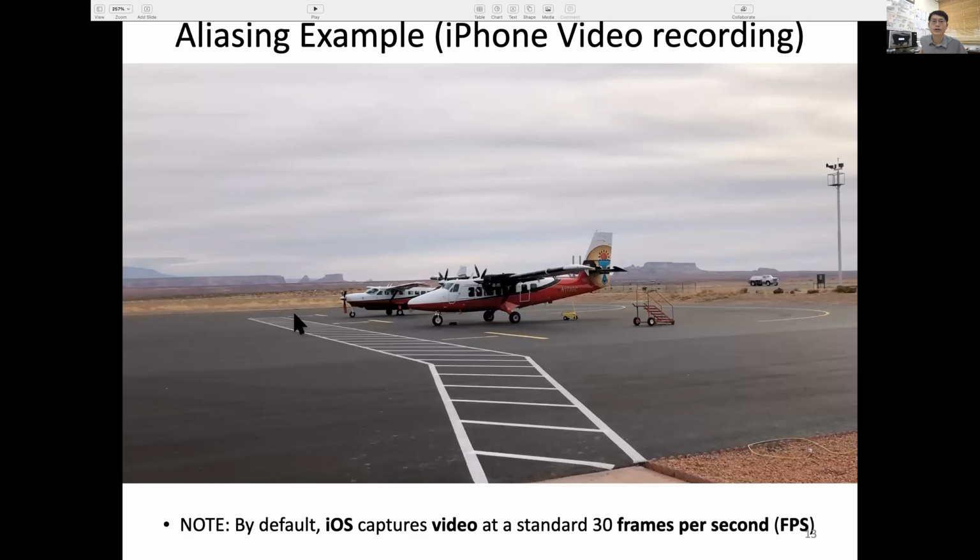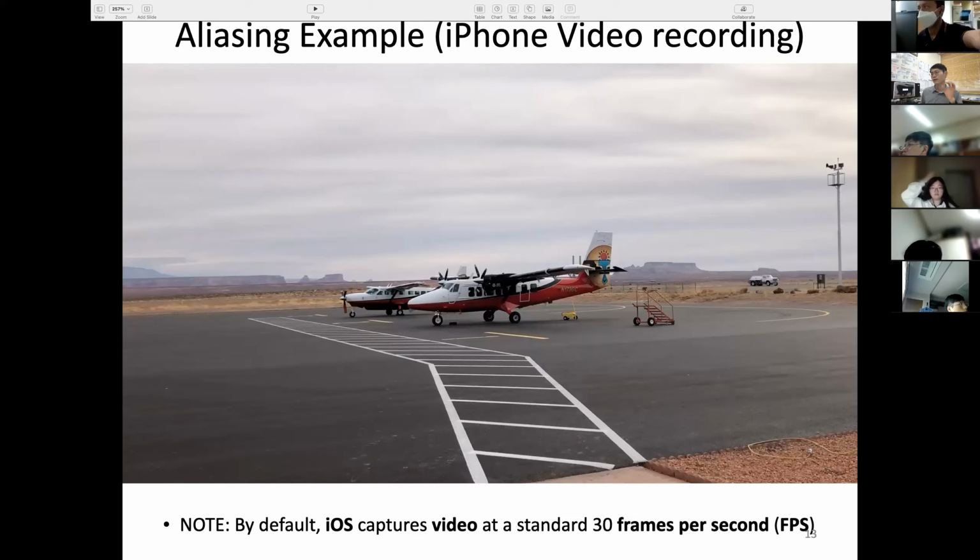Okay, so here's an example of aliasing, and I have an iPhone. I actually made this movie with my iPhone, which is 30 frames per second. And you know what happens? I realized when we are doing this zoom, the sampling rate is not fast enough, so the one I'm watching is different from what you are watching. So that is a good example of aliasing effect.